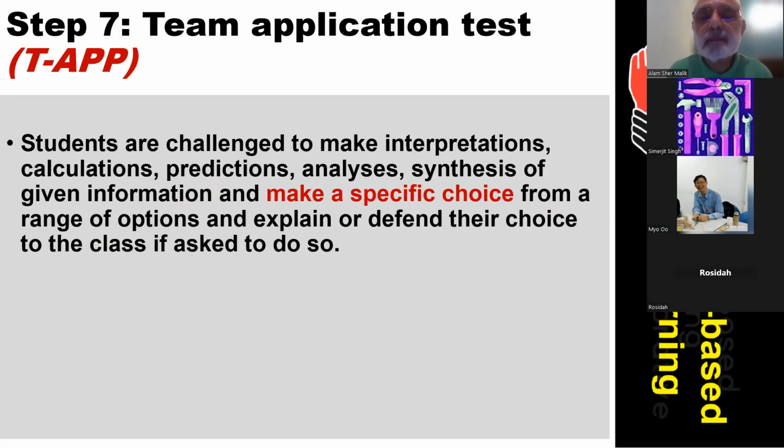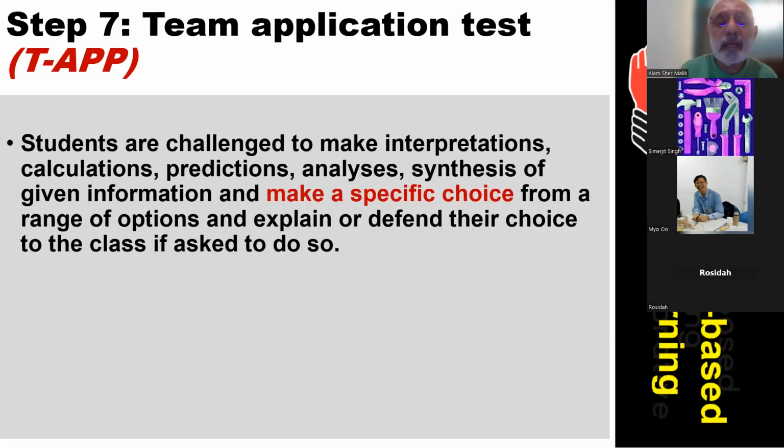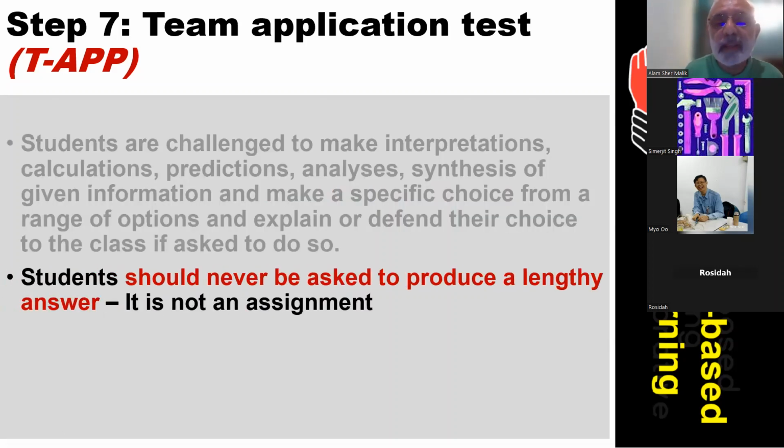Students are challenged at this stage, with step seven, to make interpretations, calculations, predictions, analysis, synthesis of given information, and make a specific choice from a range of options and explain or defend their choice to the class if asked to do so. Important here is they have to make a choice. So they are given options and they have to make a choice. We do not expect them to write essays here. That would not be able to fit into this. It's not an assignment. So that's why I prefer to use extended matching questions.